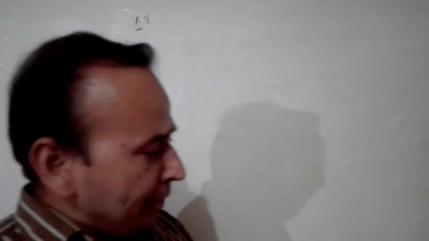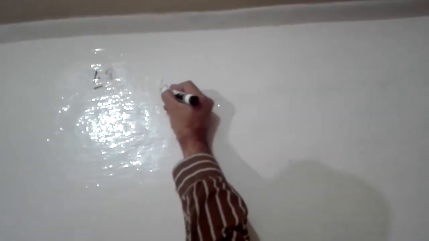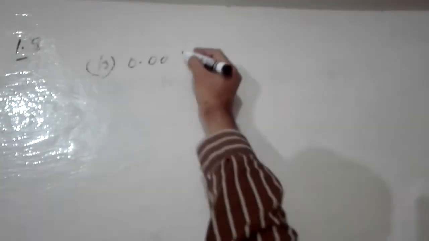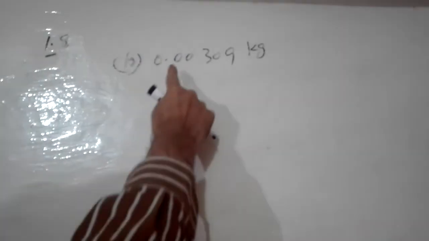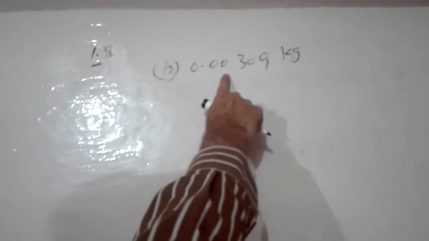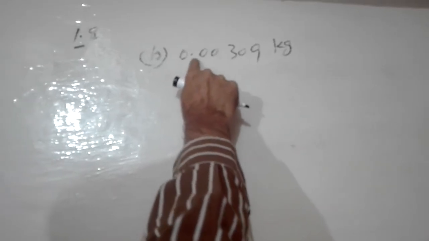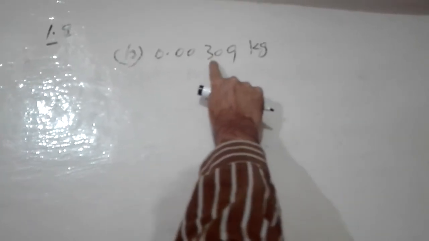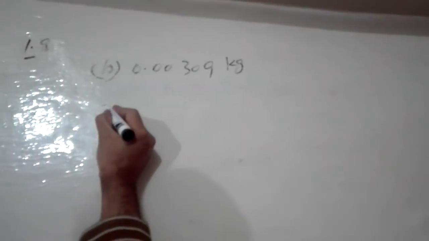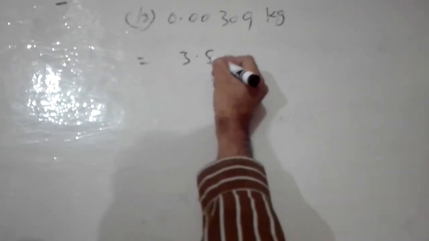Clearly, if you check the B part, I am writing B part. B part is 0.00309 kg. Can you tell me how many significant figures are here? Clearly, when zeros are toward the left side of the non-zero digit, they are meaningless. You know this rule, they are meaningless. So they are how many? Then left 1, 2 and 3. So it means three significant figures. I am writing SF. So it means B option is right.